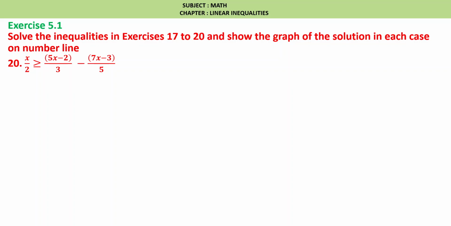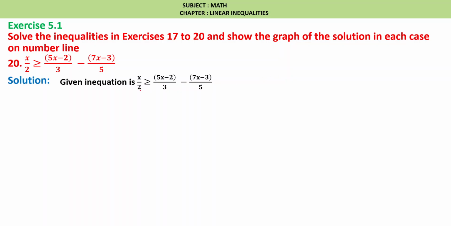Let's solve this question next. Solve the inequalities in exercise 17 to 20 and show the graph of the solution in each case on the number line. How do you solve this? The given question is x by 2 greater than or equal to 5x by 3 minus 2 by 3 minus of 7x by 5 minus 3 by 5. First, let us split these two terms.